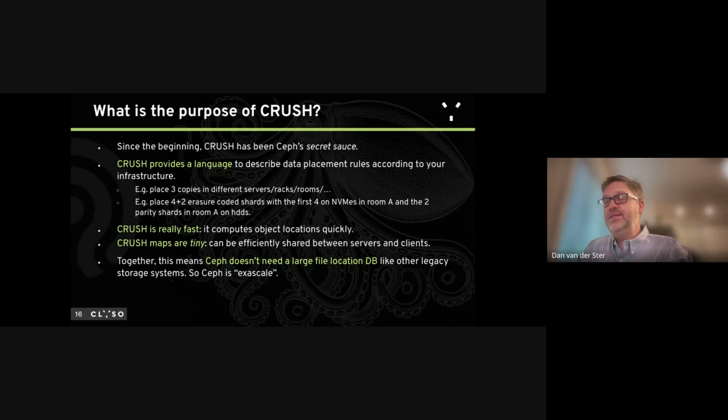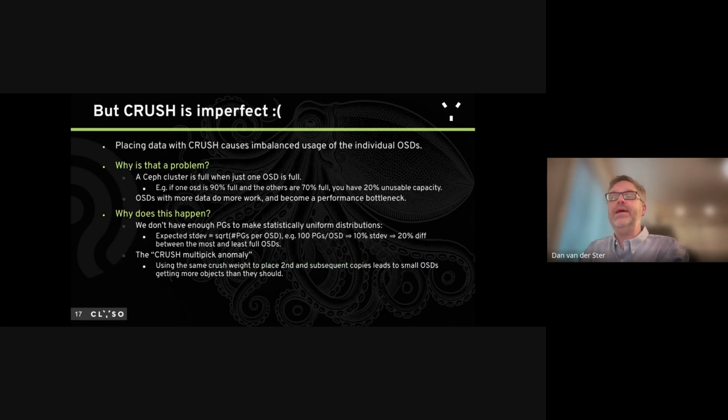It's really fast. It computes object locations in microseconds, and those Crush maps are really tiny, so they can be shared between servers and clients. With PGs and Crush, it means we don't need that big, large index of files. We don't need that large DB like other legacy storage systems. That's why we can call it exascale. Yeah, but Crush is imperfect.